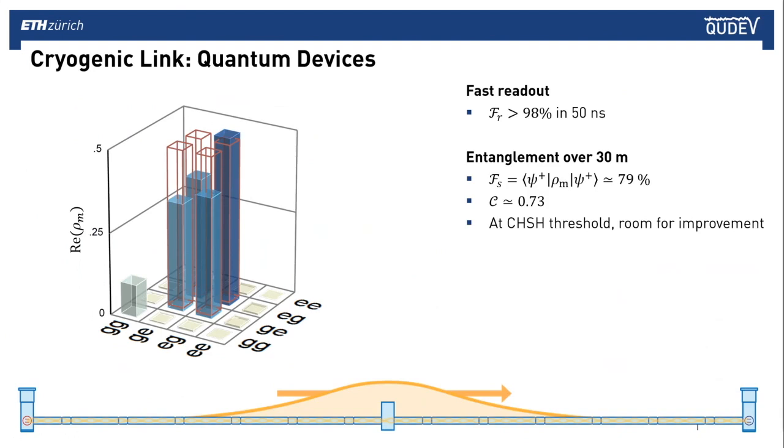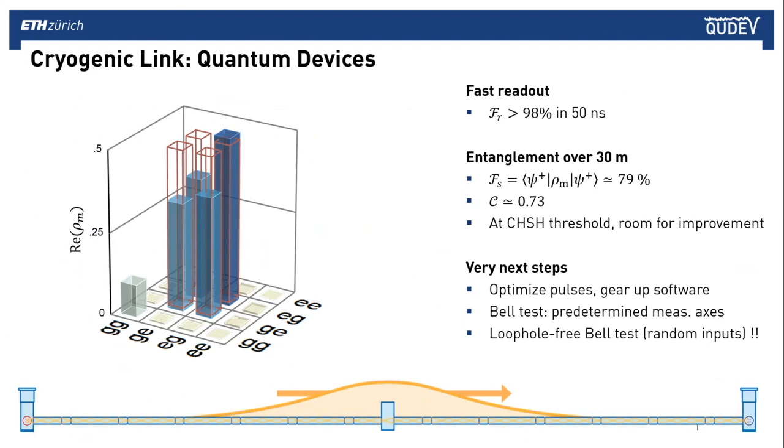These results are preliminary, and with further optimization of the control and readout pulses, we expect to increase the concurrence by approximately 5 percentage points in the next weeks, basically. And the very next steps will consist in optimizing the setup and finishing updating our control software so that we can automate the measurements, so correlated measurements performed with distant measurement setups.